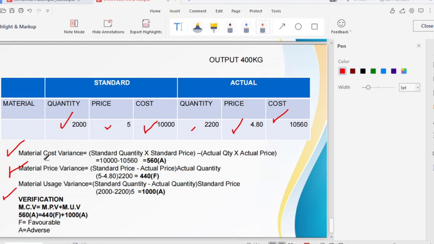So remember, to find the material cost variance, the difference of the standard cost minus actual cost will be the material cost variance. What about the material price variance? The difference of the standard price minus actual price into actual quantity will be the material price variance. Next one is material usage variance. So how to find the usage? Whenever it is usage, remember the quantity. That is standard quantity minus actual quantity into standard price.